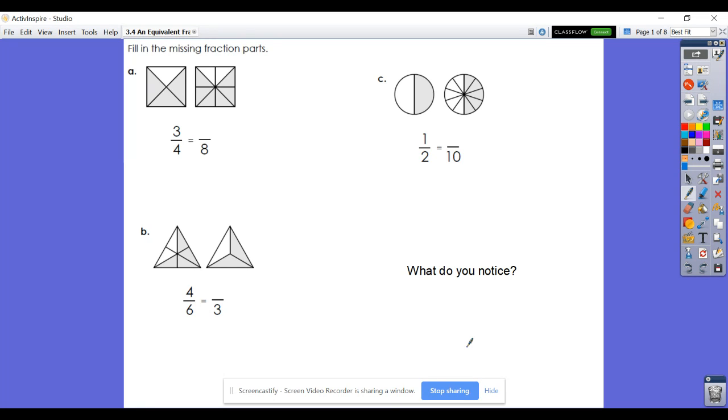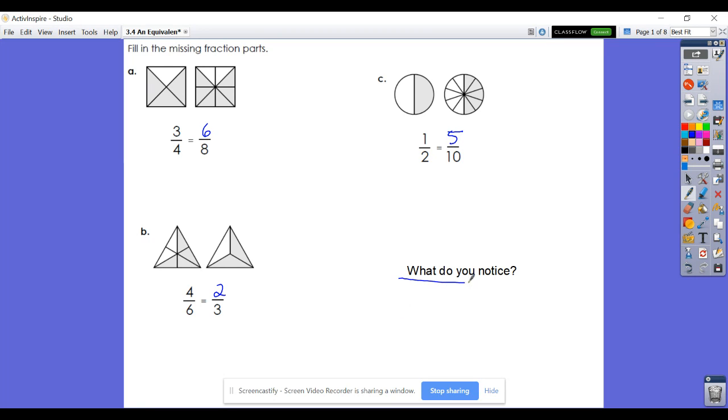So you should have noticed that in this case 3/4 was shaded, and to get an equivalent fraction you had to shade 6/8. In letter B, 4/6 was the same as 2/3, and in letter C, 1/2 was the same as 5/10.